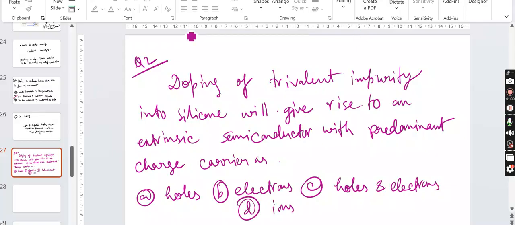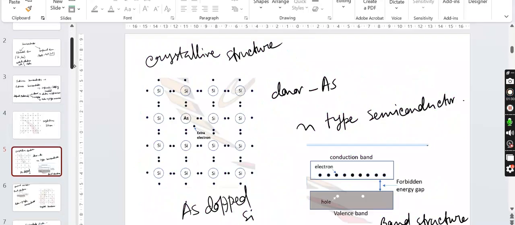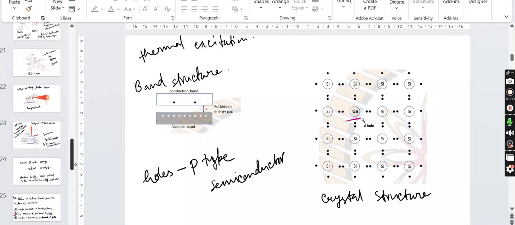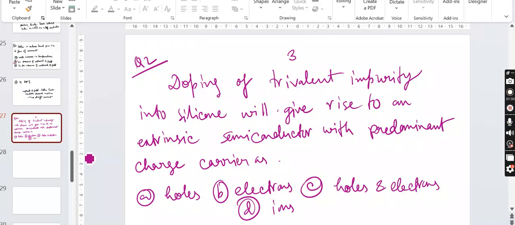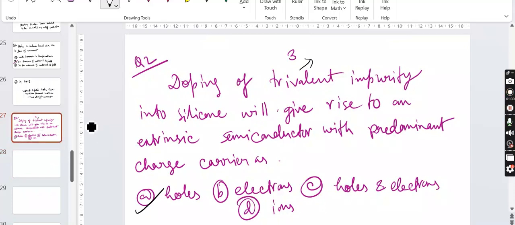So a trivalent impurity means it has 3 valence electrons. Aluminum is a trivalent impurity, as well as gallium. So basically, that will give rise to a positive charge carrier, which in that case is holes. Trivalent impurities with 3 electrons are aluminum, gallium, and so on.